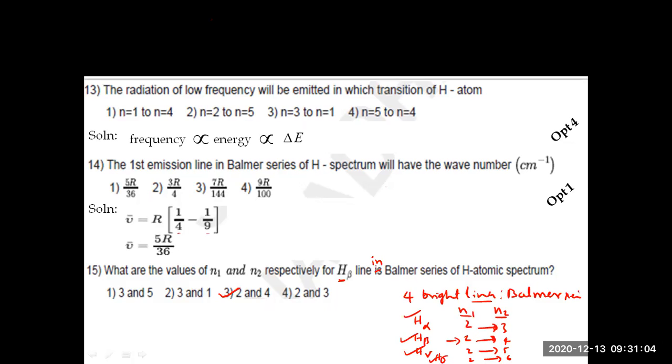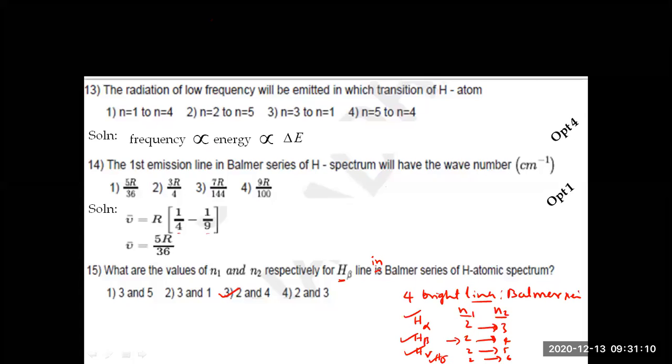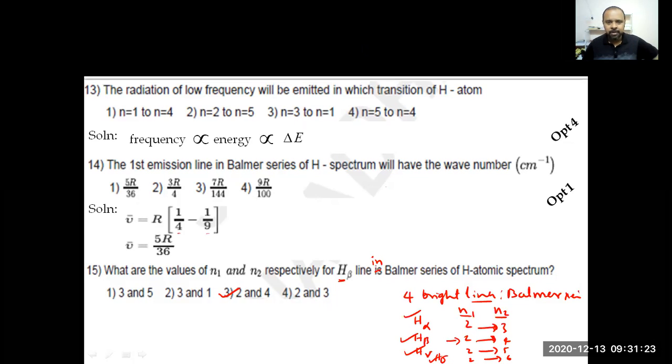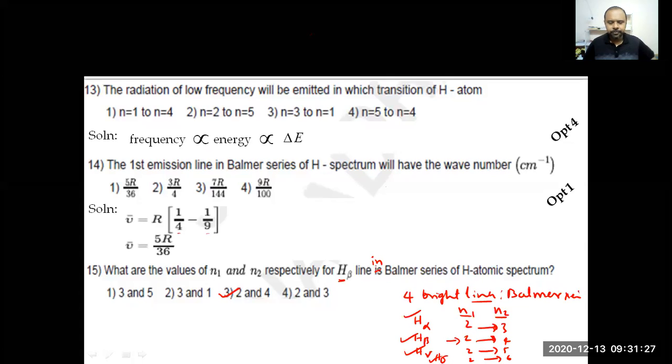Is it complete now? So that's fine. It's already 9:31. Okay. What we'll do, we'll stop at this stage, and the remaining questions of this part will continue in the next class. And in the next class, we'll take up the remaining portion of the structure of atom also. Okay. Bye-bye. Thank you.